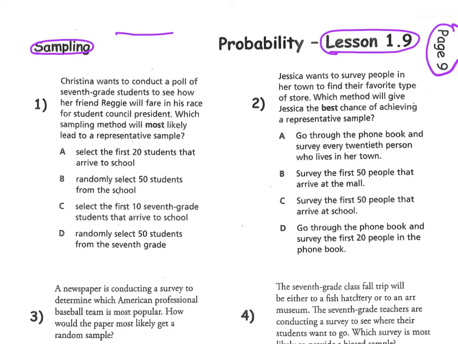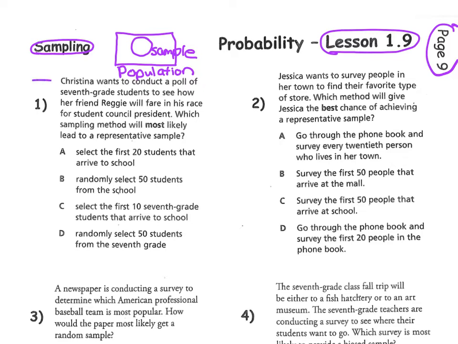Remember, the overall group that you want to study is called a population. But sometimes a population is too big to study or survey. So if you select a sample out of that population where every member of the population has a chance of being selected for that sample, it is what we call a fair and random sample. Let's answer a few questions together, and then you can complete this sheet on your own.